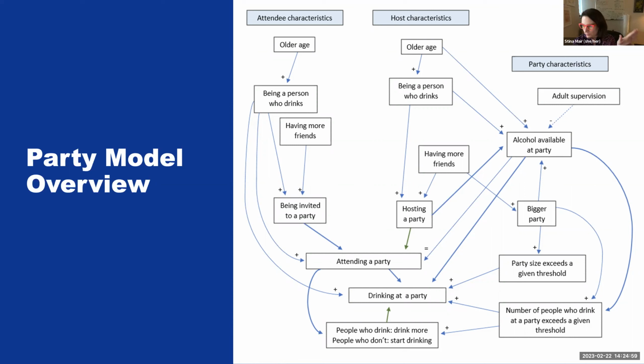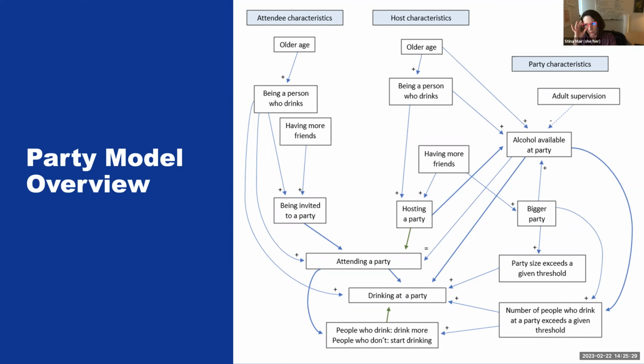So our distribution of friendships matches the Add Health data, just because it's the biggest adolescent social network data set that exists. So you can see you're more likely to host a party if you're older and you already are a person who drinks and you have more friends. And then, the relationships between how likely you are to actually be invited to a party and attend, and once you're invited, to drink at the party, and there are some thresholds built in.